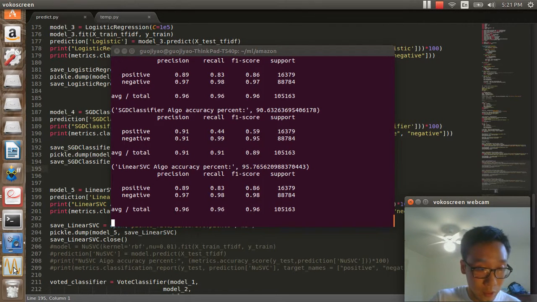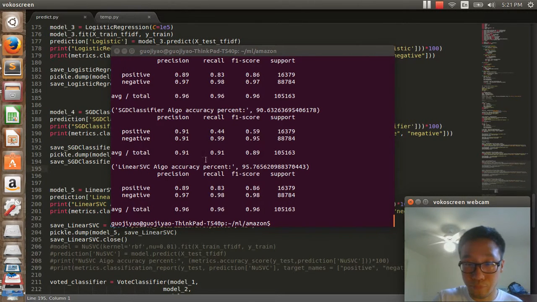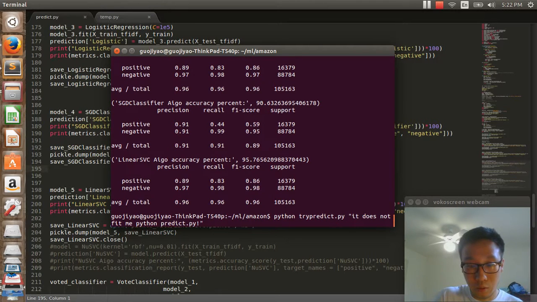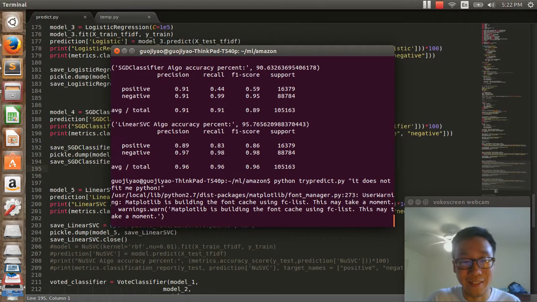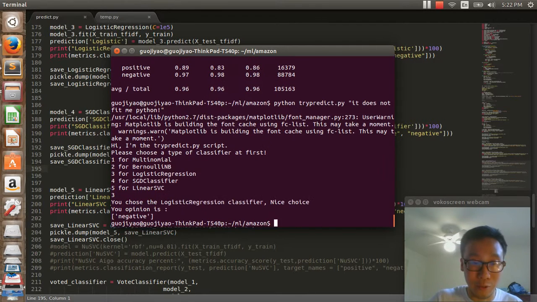Another application is that we want to run this classifier in real time. So we have these sentences. Okay, you see, "It doesn't fit me." Python predict. We don't need to put this. "It doesn't fit me." The word Python has no meaning here, but it's a negative review. We use 3, which is the best one. So the opinion is negative.